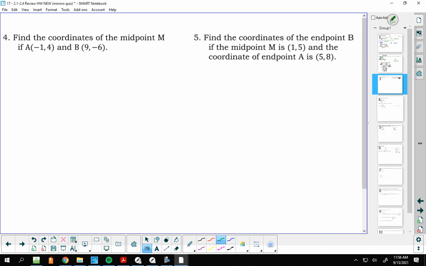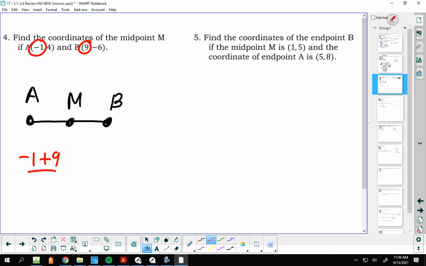Find the coordinates of the midpoint N if A is negative 1, 4, and B is 9, negative 6. So we have A. We have our other endpoint B, and we're trying to find the coordinates of the midpoint. We add them together and divide by 2 to get the middle. So let's first look at the x values. What's negative 1 plus 9? Or 9 minus 1? Yep, negative 1 plus 9. And then we want half of that, so 8 divided by 2 means that the x value of our midpoint is at 4.